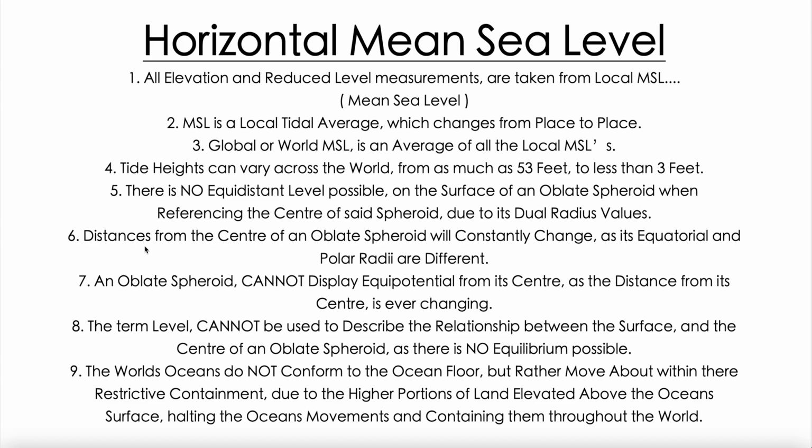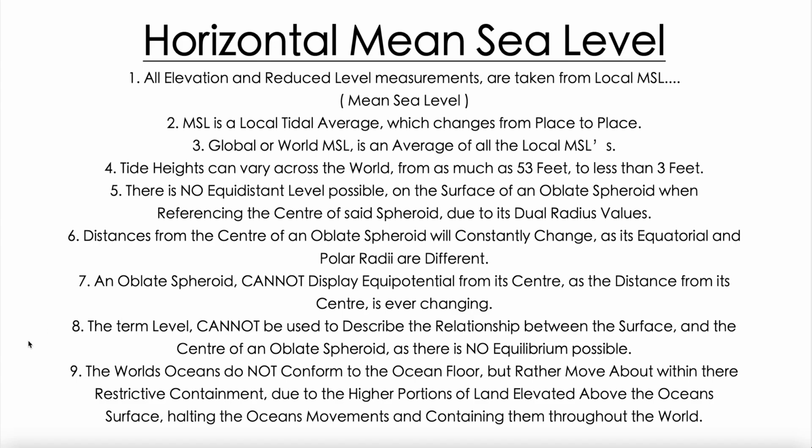So 6, distances from the center of an oblate spheroid will constantly change, as its equatorial and polar radii are different. So different radii, so it's a constant change as you move around. As you would move around an oblate spheroid, the distance to the center from the surface will always be changing. 7, an oblate spheroid cannot display equipotential from its center, as the distance from its center is ever changing, as I just stated, right? Can't do that.